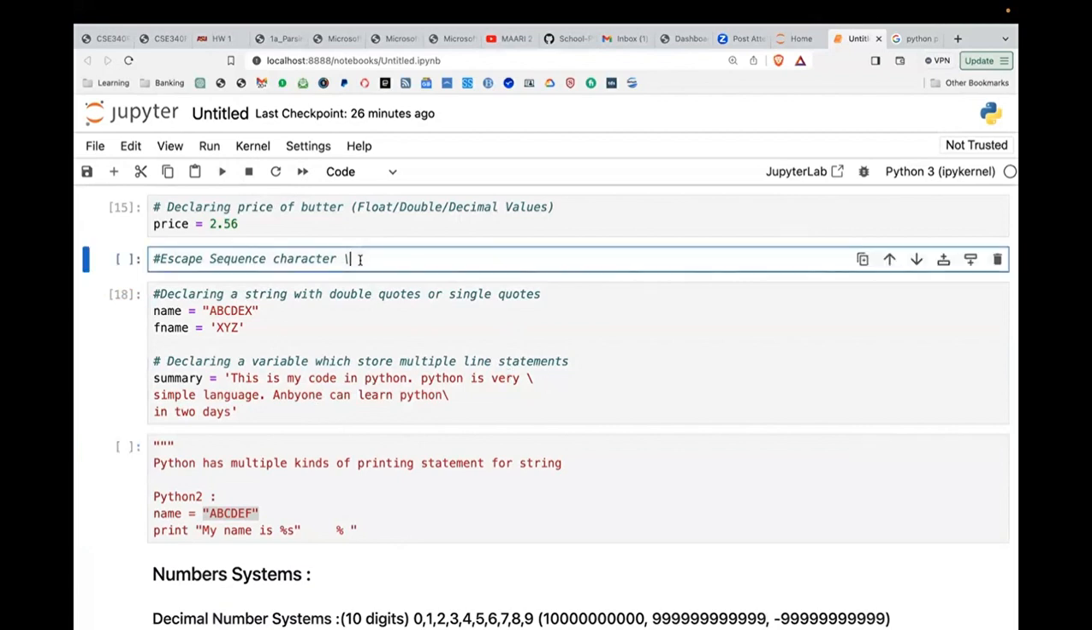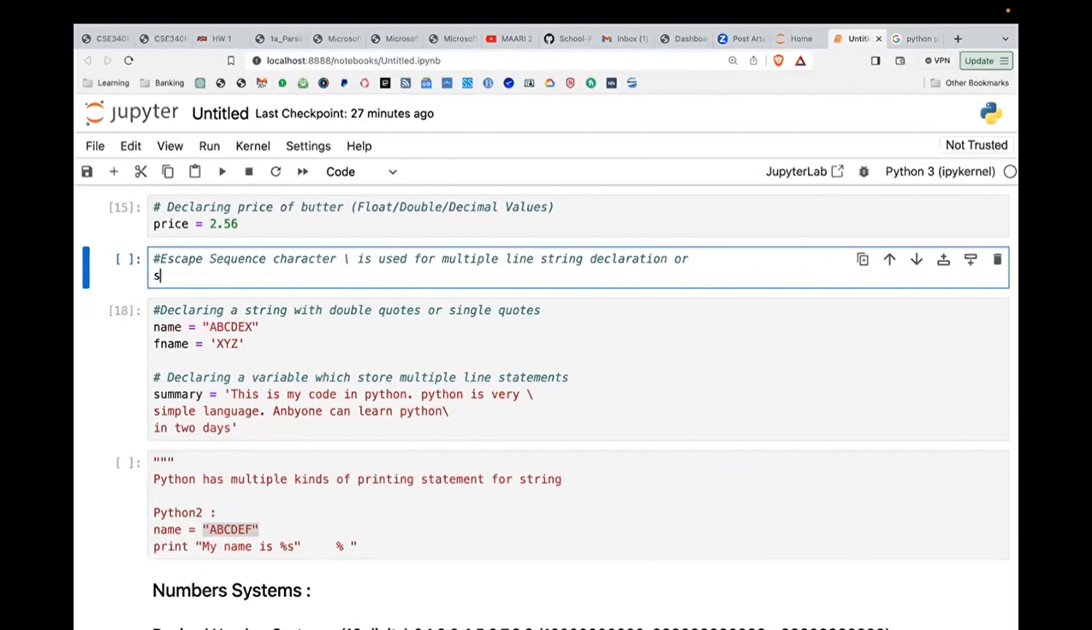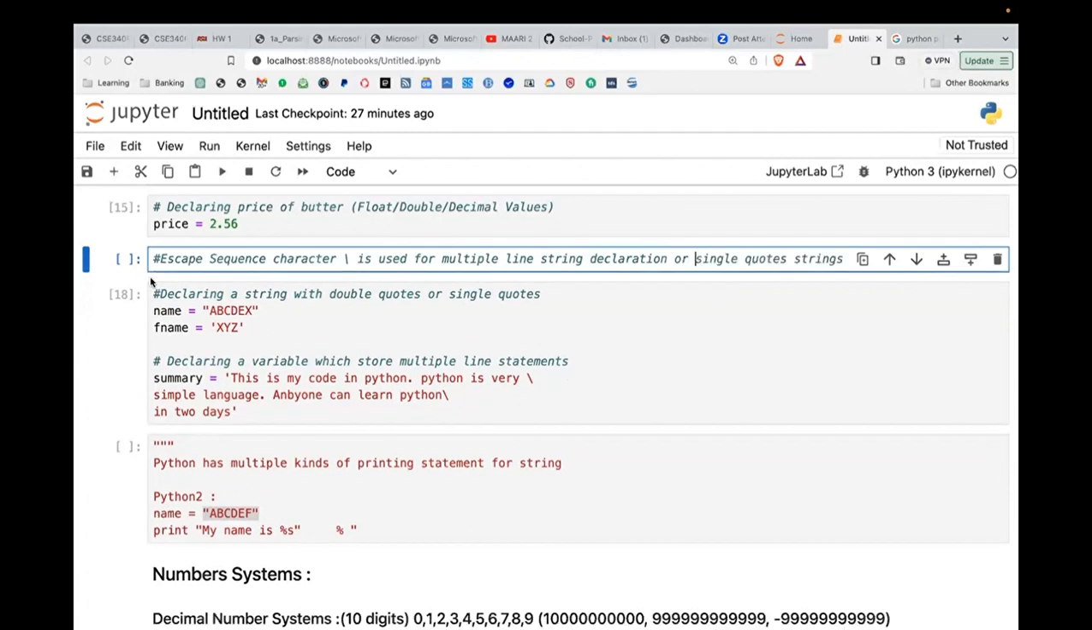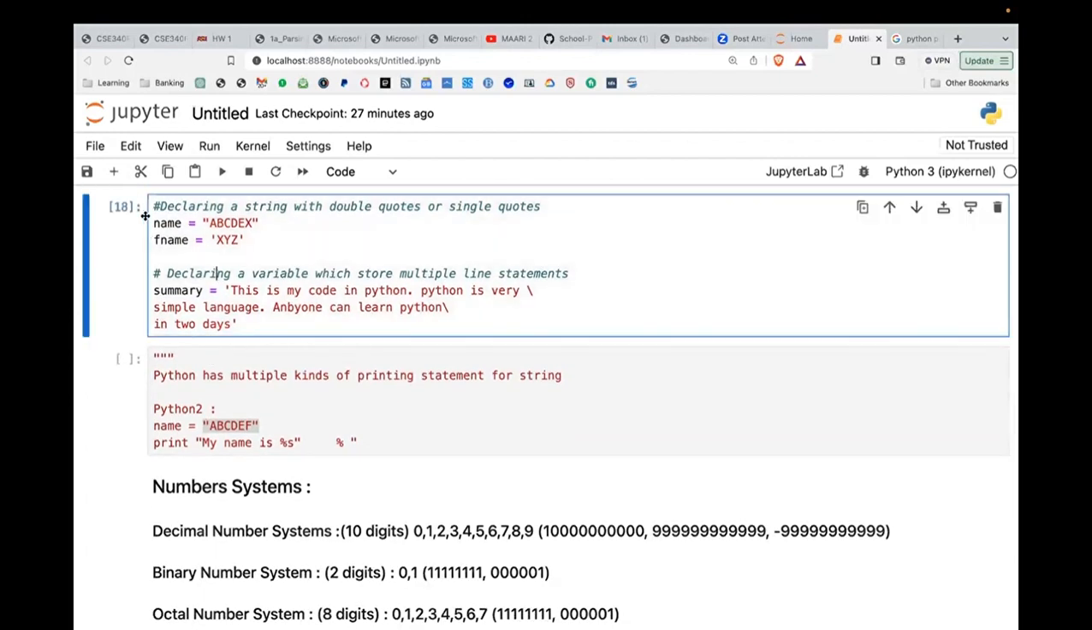So the escape sequence character is used for multi-line string declaration, or for single quotes in strings. I will just show you where exactly it is meant. Like you can just see the third example, I am just doing it.